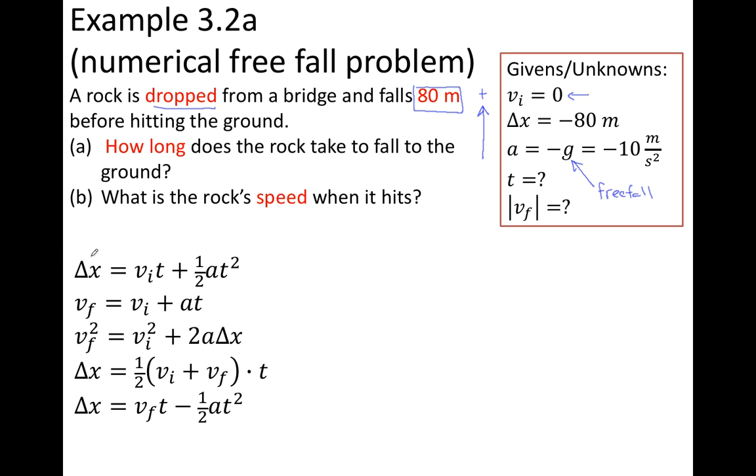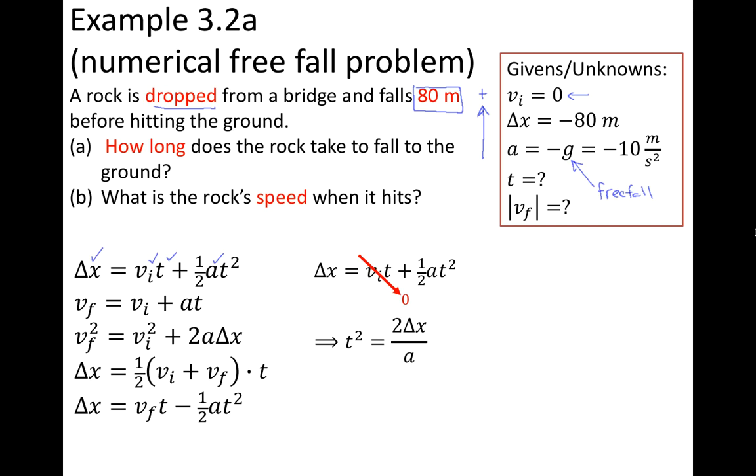This equation has displacement, which was given, initial velocity, which is given as 0, time, which is what we're looking for, and acceleration. And then we have another time again. So there's our equation. We can eliminate the term with the initial speed in it because it's 0. So we can just cross that out. With what's left over, we can solve for t squared. I did that by multiplying each side by 2 and dividing each side by a.